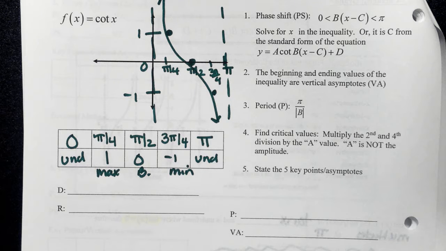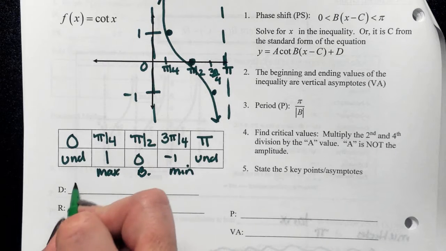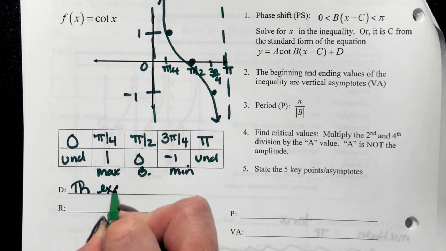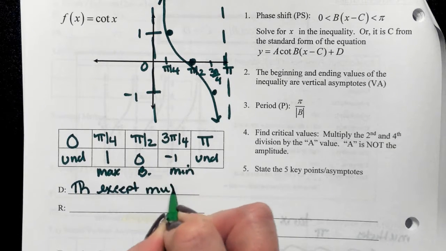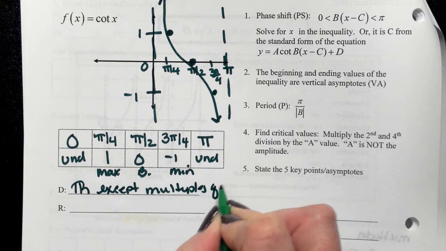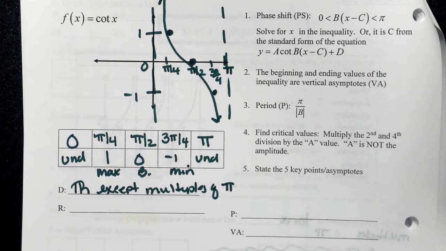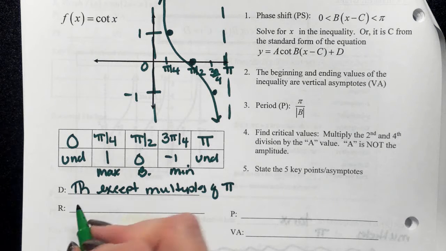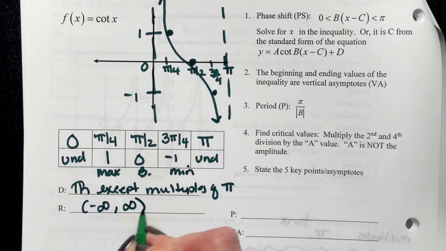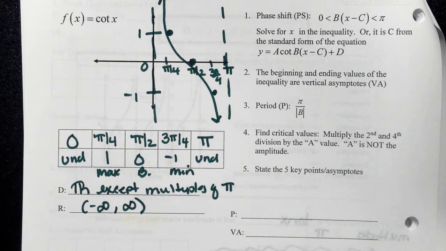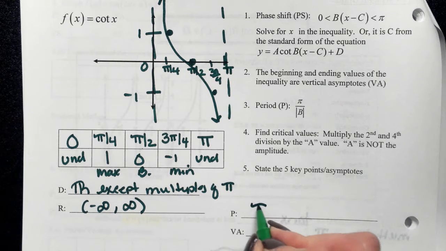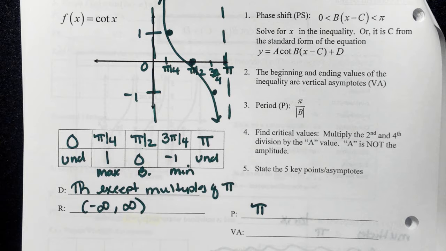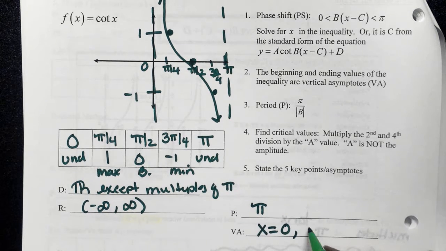All right? So remember, the domain is all real numbers except multiples of pi. 0 pi, 1 pi, 2 pi, 3 pi, 4 pi, etc. The range is all real numbers. The period of this parent function is just pi. And remember, you have vertical asymptotes at the start and at the end.